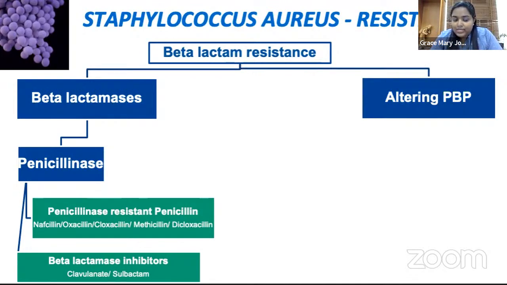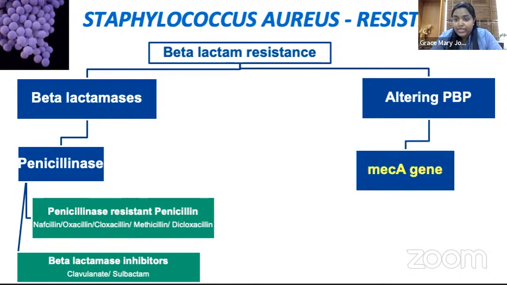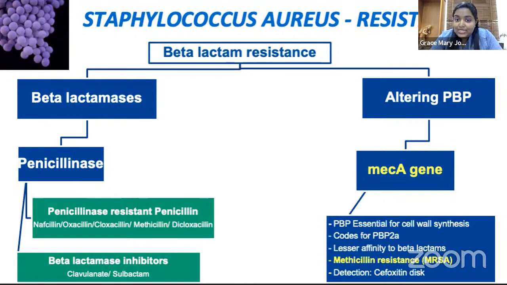So we know that for many of the drugs, especially the beta-lactams, the target is the penicillin binding protein. So what happens is that they alter this penicillin binding protein, and the gene that helps in this alteration is called the MEK-A gene. This penicillin binding protein is essential for the cell wall synthesis of the organism, and this MEK-A gene encodes for penicillin binding protein 2A. So once this gene is expressed, what will happen? It will cause the beta-lactams to have less affinity.